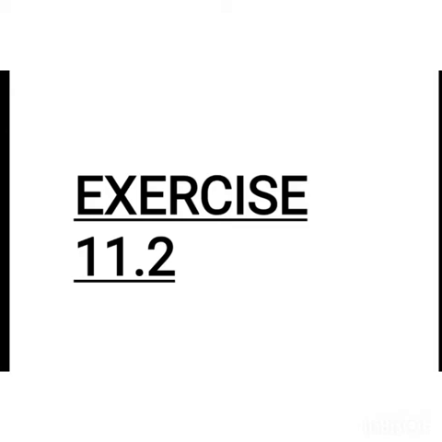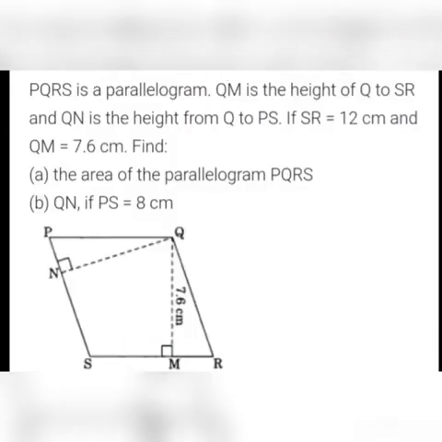The first question, PQRS is a parallelogram. QM is the height of Q to SR and QN is the height from Q to PS. If SR is equal to 12 cm and QM is equal to 7.6 cm, there are two questions. Find the area of the parallelogram PQRS and the length of QN if PS is equal to 8 cm.